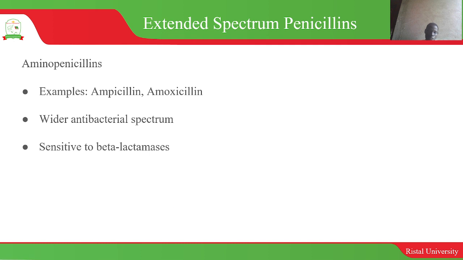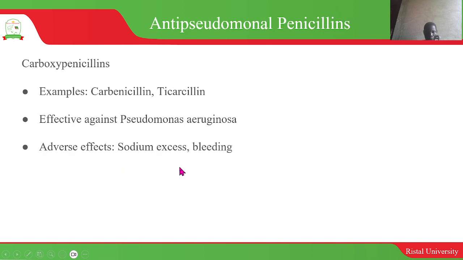We have the aminopenicillins. Examples are ampicillin and amoxicillin. They have a wider antibacterial spectrum and they're also sensitive to beta-lactamases. Carboxypenicillins: examples are carbenicillin and ticarcillin. They are used against Pseudomonas, and adverse effects can cause sodium excess, that is hypernatremia, and also bleeding.